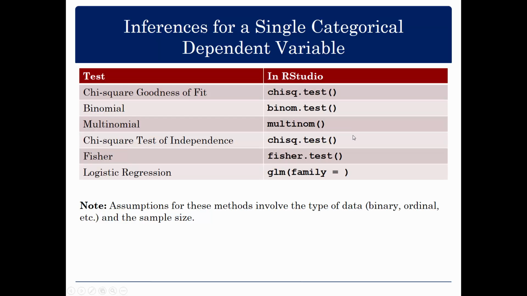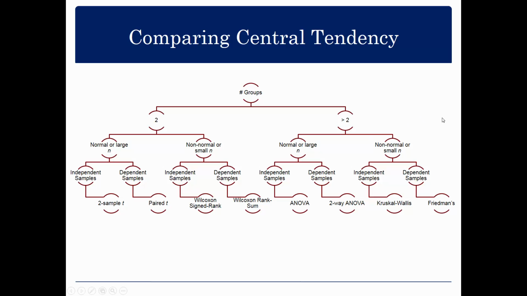I always like to incorporate this slide because it has a hierarchy that's almost like a decision tree here, right? How many groups do I have? I have more than two groups. Do I have a large sample size and normality? Yes. If I don't, I go over here.